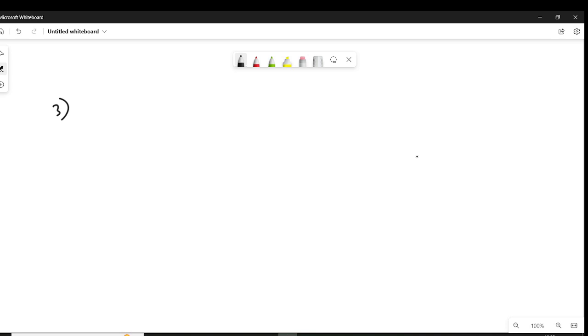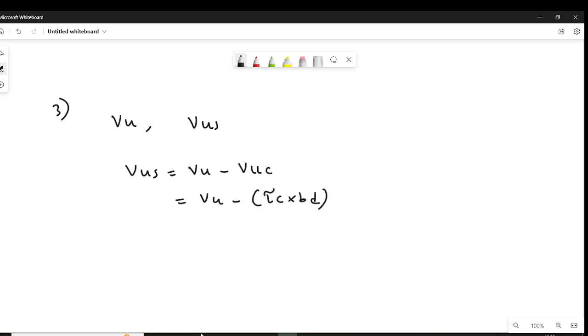Okay, so if you are providing shear reinforcement by case number 3, what is case number 3? Vertical stirrups and group of bars curtailed at different cross sections. What we have to do? Again we have to find VU, then we have to find VUS. So what is VUS? VUS equal to VU minus VUC. VUC is tau C into BD.